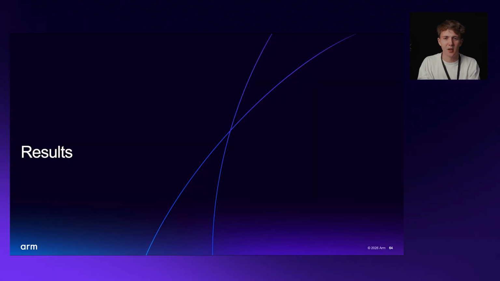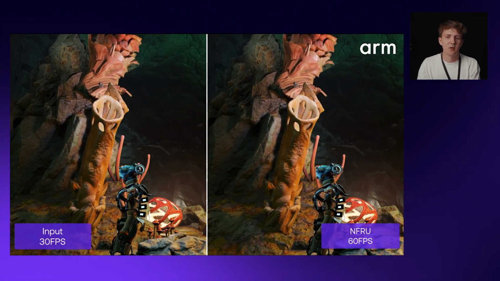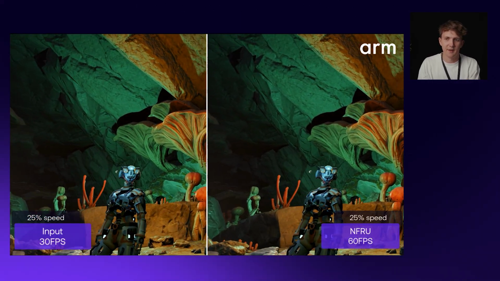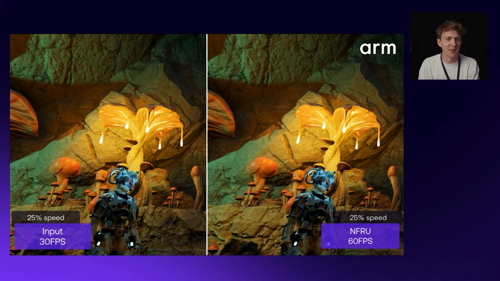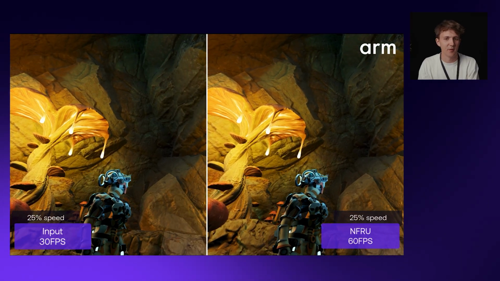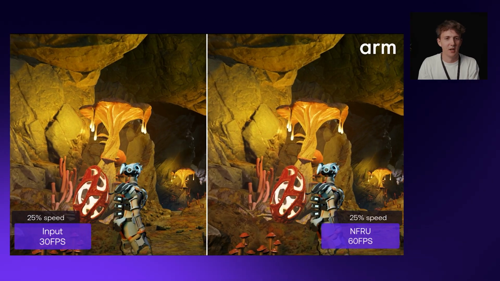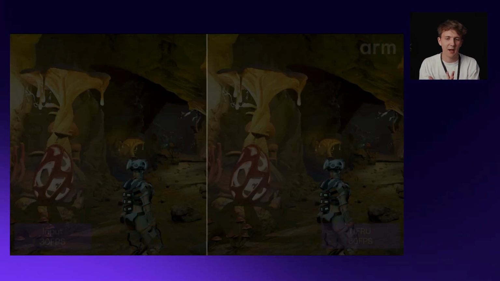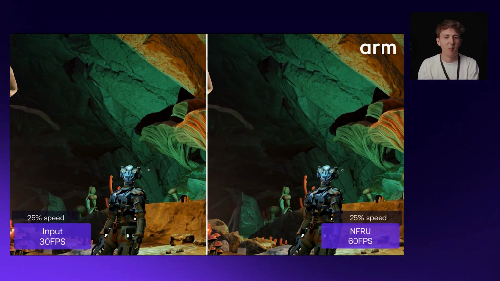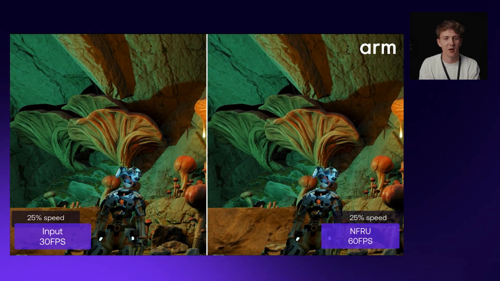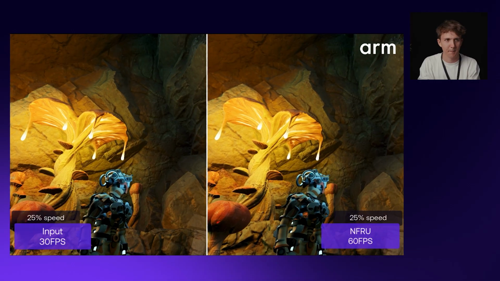Cool, so now for the fun bit, and we can get to look at some results. So this video shows the input to NFRU at 30 FPS and the output at 60 FPS, taken from Neural Dawn. Both videos have been slowed to 25% in order to visualize the differences. And as you can see, NFRU does a pretty good job in this scenario. This rotation is quite challenging because the character is effectively disoccluding itself with itself, but NFRU is able to recover the interpolated frame quite well with minimal IQ artifacts here.